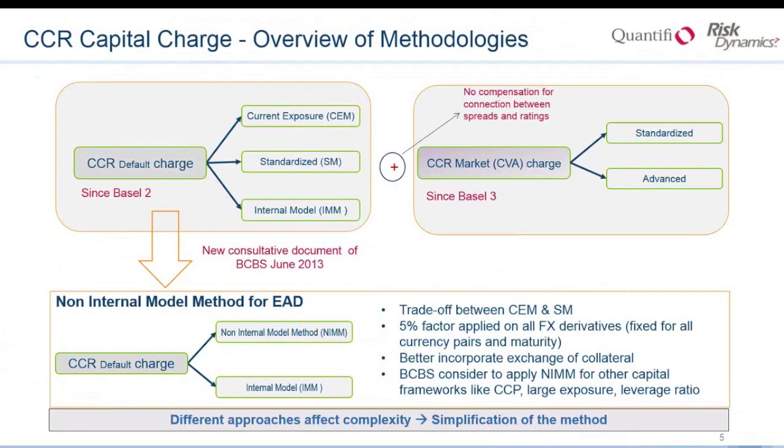Now that we have a good overview of the regulation and its methodologies for calculating the CCR charge, I will now give the floor to Dimitri. We will discuss the impact of the choice of methods on the different types of businesses. Thank you, Aurelia.